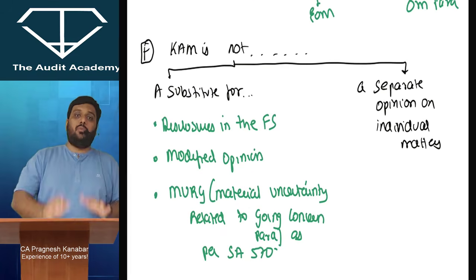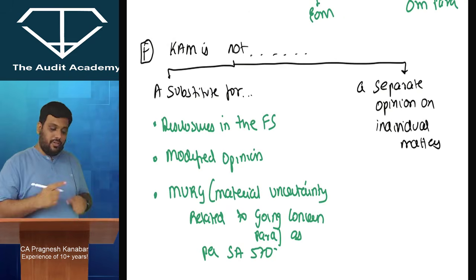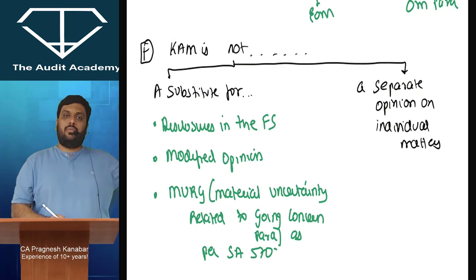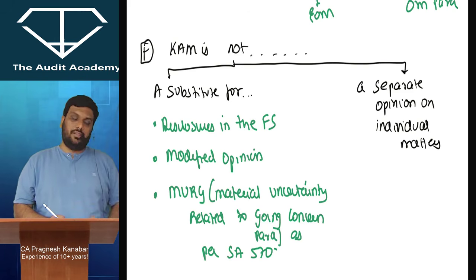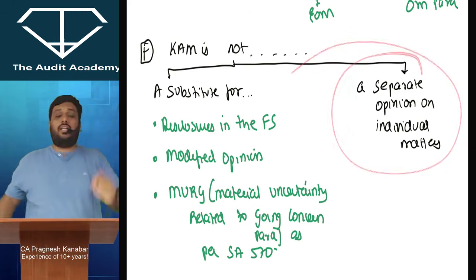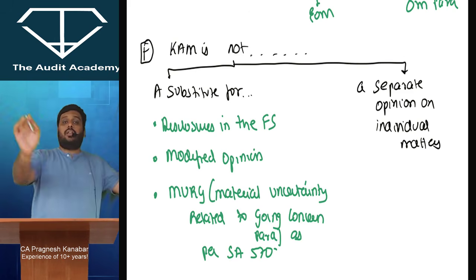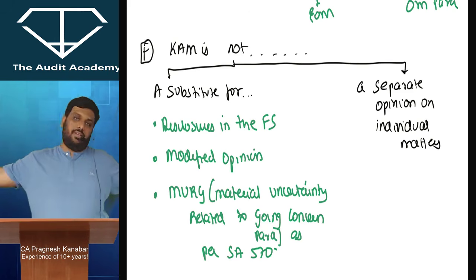Alright. So one more time, key audit matter is not a substitute for disclosures in the financials. It is not a substitute for modified opinion, and it is not a substitute for material uncertainty related to going concern. And key audit matter is not a separate opinion on individual matters. I repeat, key audit matter is not a separate opinion on individual matters.